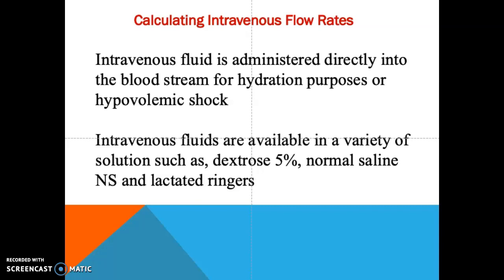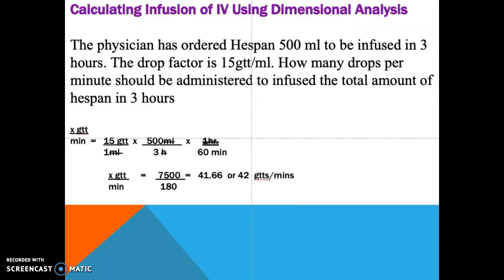So calculating intravenous flow rates. Intravenous fluid is administered directly into the bloodstream for hydration purposes or hypovolemic shock. So if patients are dehydrated and they come in for dehydration or they're bleeding from a wound, they might be candidates for intravenous fluids.